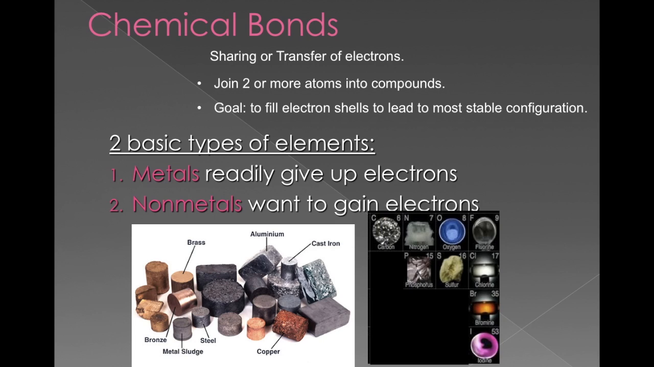Now we're going to talk a little bit more about different types of chemical bonding. Now remember, there's two different types of elements. Metals, which readily give up electrons, and nonmetals, which want to gain electrons. There are, of course, also metalloids, but we're not going to talk about those as much because they behave in different ways, or it's a little bit more complicated. So we'll mainly focus on metals and nonmetals, which are the most common elements anyway.